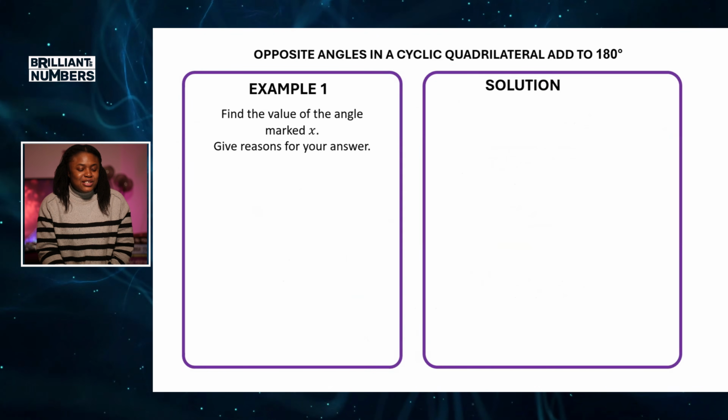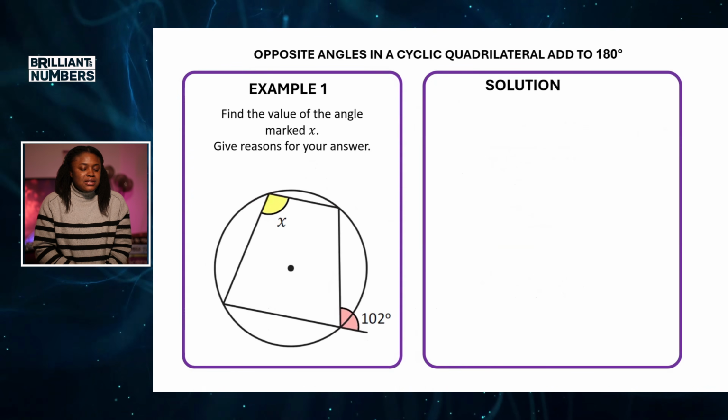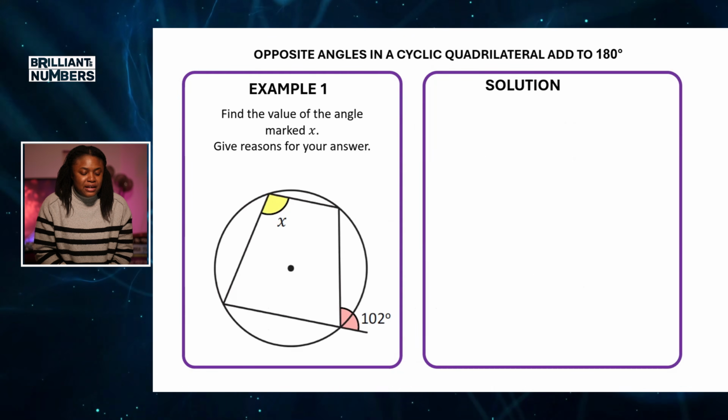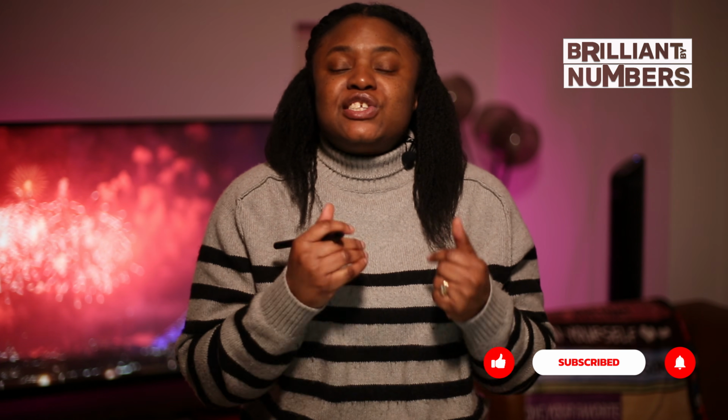And of course, by now you know that once we've looked at a theorem, we are going to practice some questions. So let's go ahead and do our first example. Example number 1 asks us to find the value of the angle marked X, and also to give reasons for our answer. Remember, in previous lessons I've said, even if a question doesn't ask us to give a reason for our answer, we always do that so that we can score any hidden marks that may be on the mark scheme. It's also a really good way to remind yourself of those theorems.